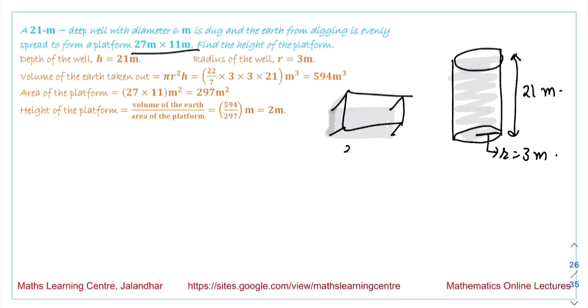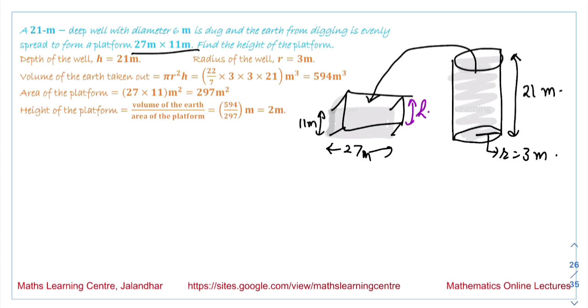We are saying a platform is formed over here like this, and it is given that the dimensions of this platform are 27 into 11. The 27 is the length and 11 meter is the width of this platform. This whole earth that is being dug out is spread over here. So we have to find the height of the platform. Suppose the height of this platform is h.